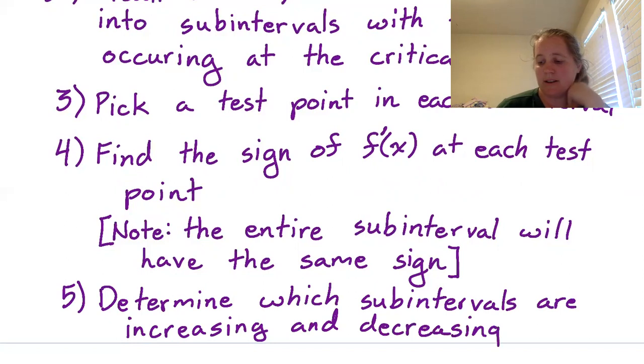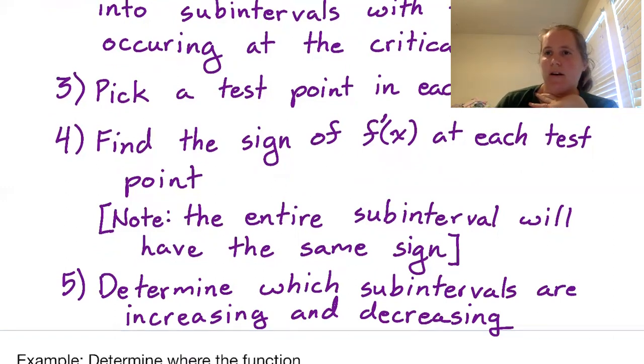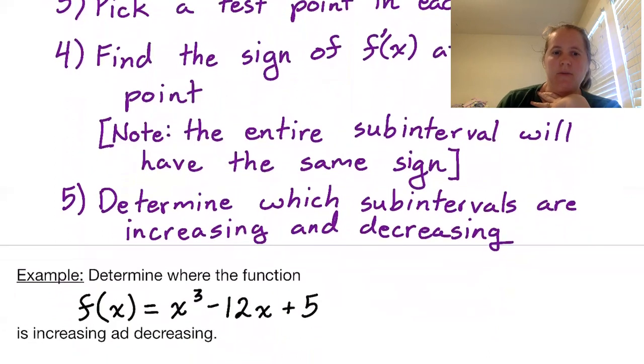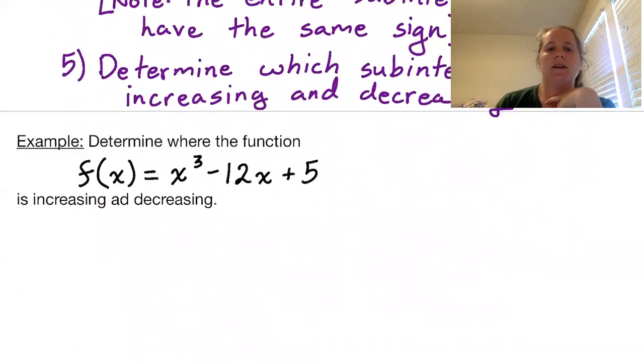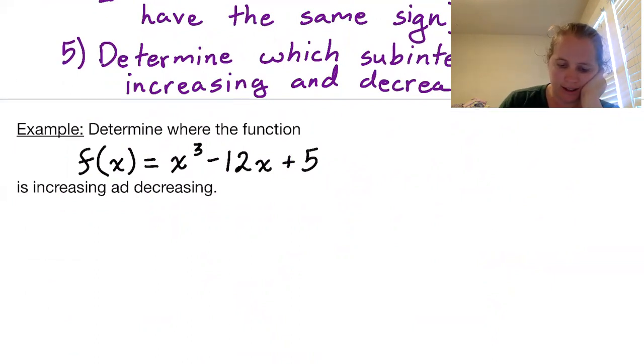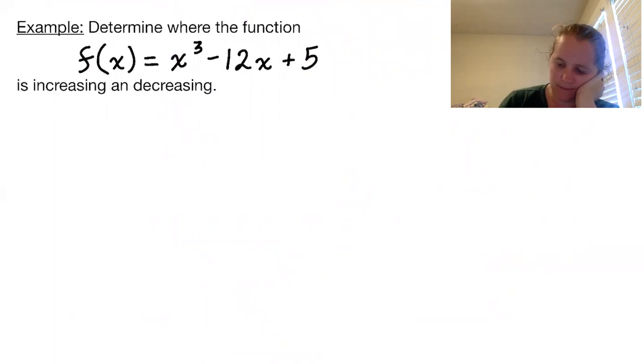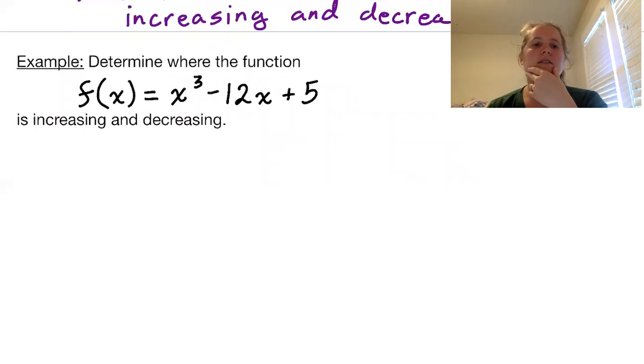So personally, I think this will make a whole lot more sense once we actually do an example. So we're just going to jump straight into an example. We're going to determine where the function x cubed minus 12x plus 5 is increasing and decreasing.